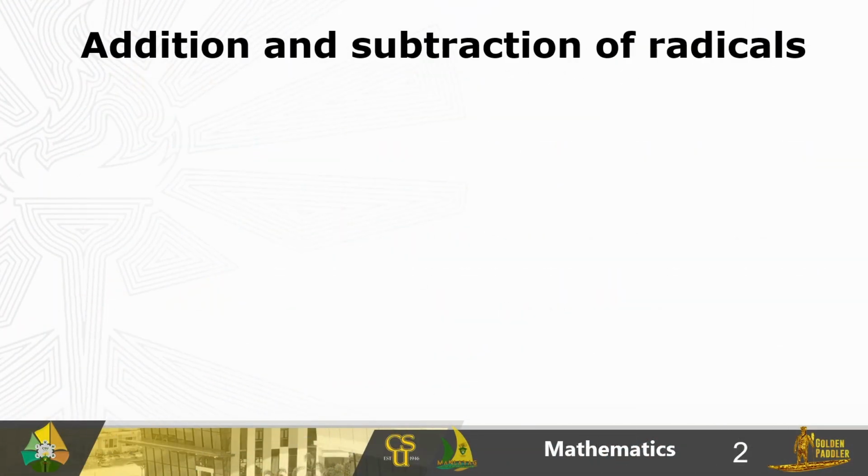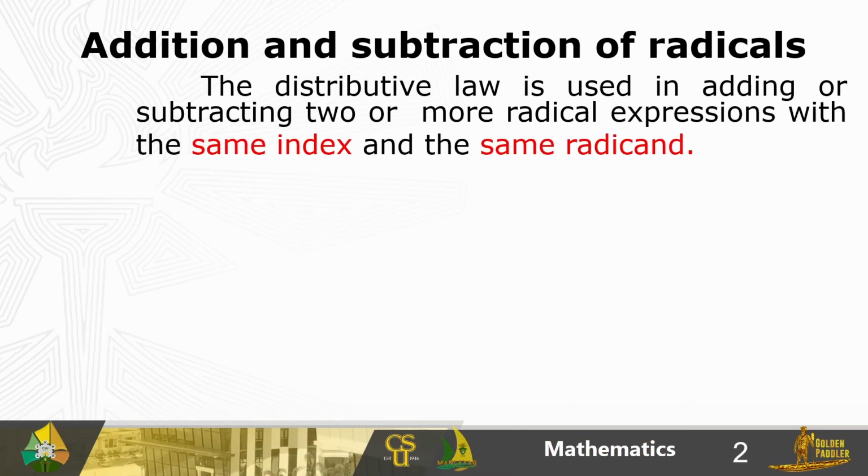Okay, so let's start. In addition and subtraction of radicals, the distributive law is used in adding or subtracting two or more radical expressions with the same index and the same radicand, meaning we can only add or subtract the radicals if they have the same index and the same radicand.